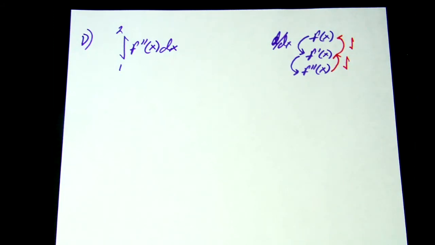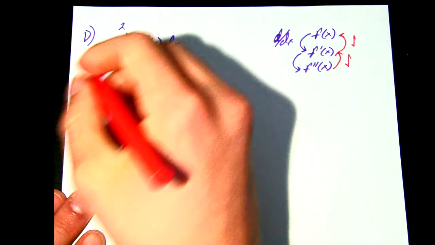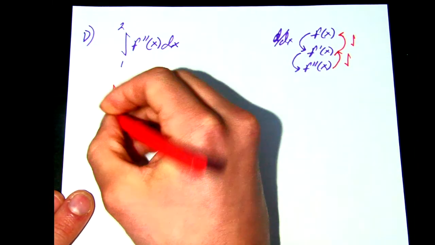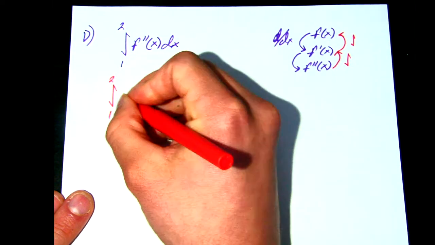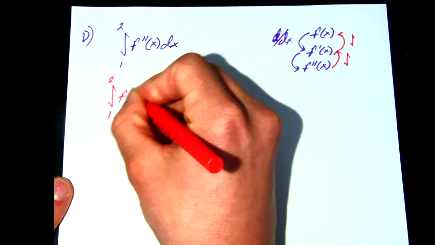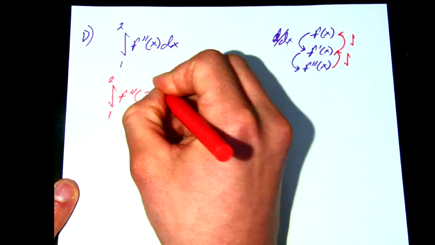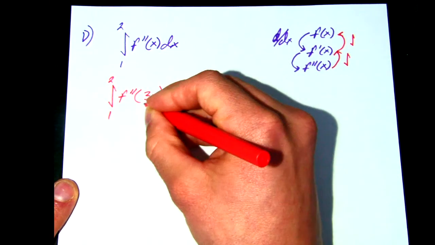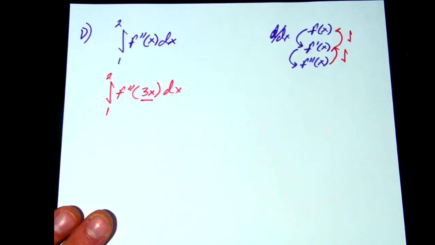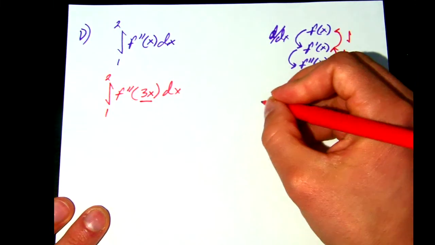Now, another tricky part about this. Oh, and did I rewrite this silly thing? Or write it wrong? I totally did. Because it's f double prime of 3x dx. Okay? This means we're going to have to use u substitution.